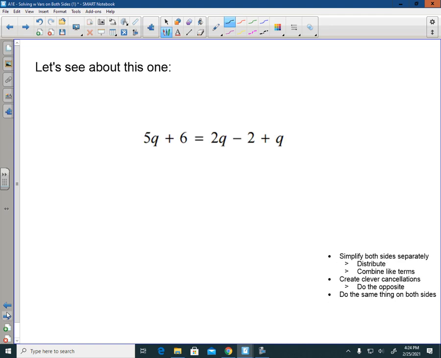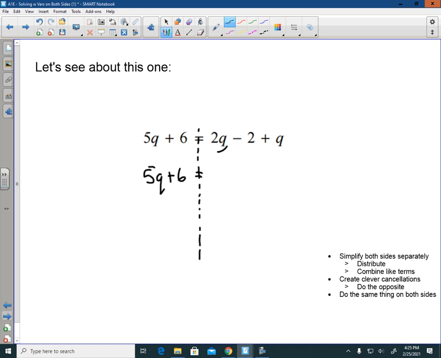All right, let's step it up a little bit. Let's make it a little bit more complicated. Let's create our sides. All right, so let's look at the left side. 5q plus 6. There's nothing to simplify. There's no distribution, there's no combining like terms, and so I'm just going to bring the 5q plus 6 down, and that's going to equal, let's see, the right side.